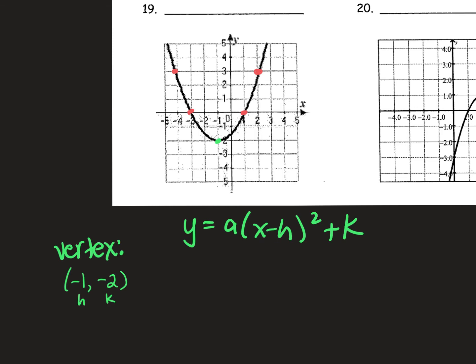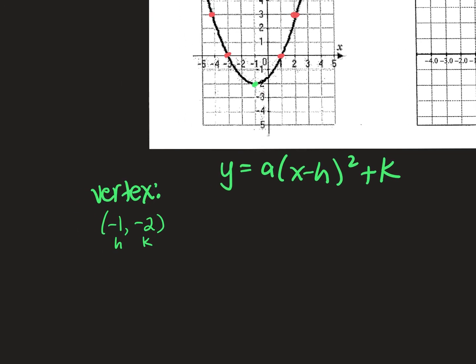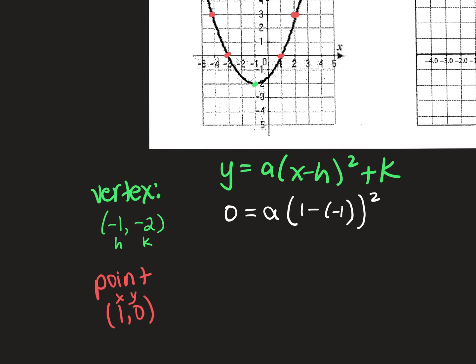1, 0. All right, so we'll pick the point 1, 0. Is that an easy point to pick? Yes, I would pick anything that has a 0 to make my life easier. So now let's just plug in. The y value is 0 equals, we don't know what A is, that's what we're trying to find. What's the x value that we chose? 1. Minus our h, so minus -1, squared, plus k, so plus -2.